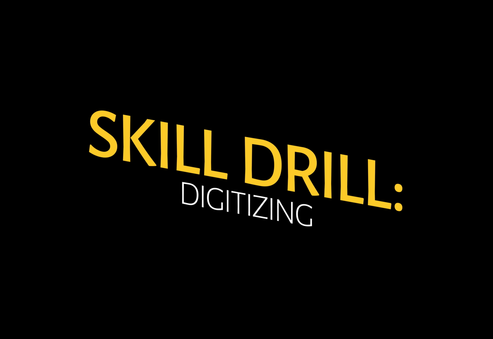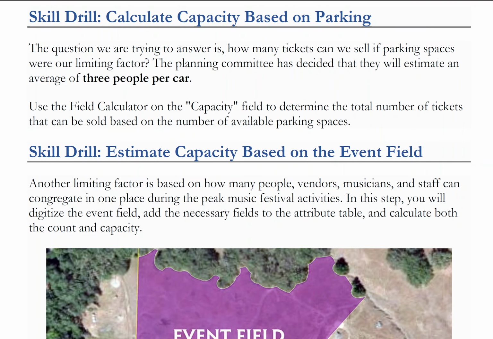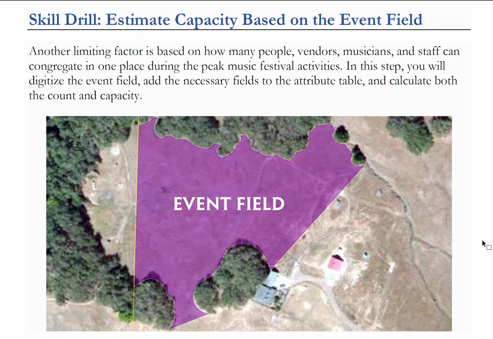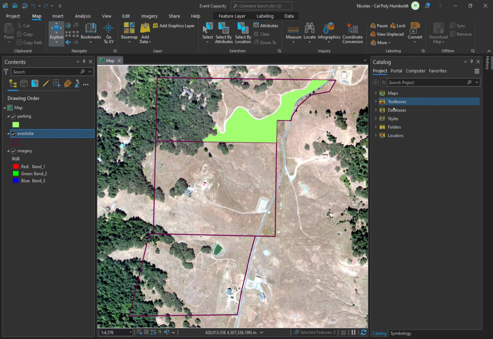Skill drill, digitizing. In this step, you will need to estimate the event capacity based on the event field. The event field is going to be the place where people congregate during the music festival. It's going to contain a stage, vendor booths, and a place where people can watch performances. The first step is to digitize the area. The written instructions describe where the event field will be located, and it provides an example for you to copy. I'll start by creating a new feature class in the geodatabase.